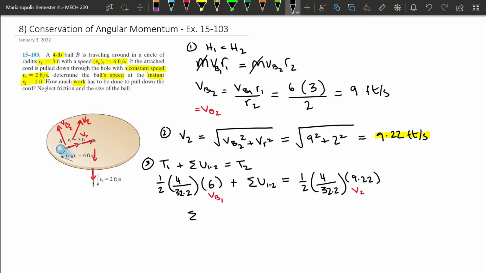So isolating for the work done, we get 3.04 foot-pounds. But that's our final answer. And we're done the question.